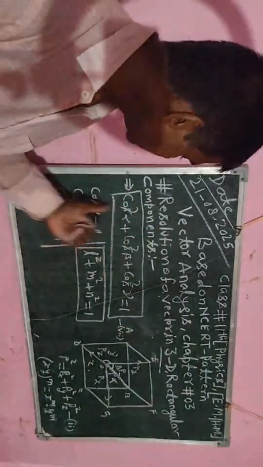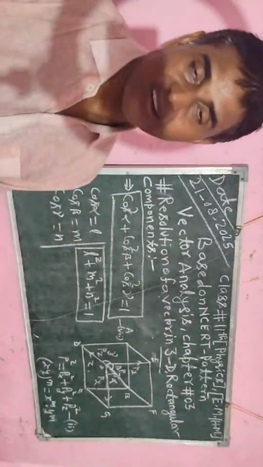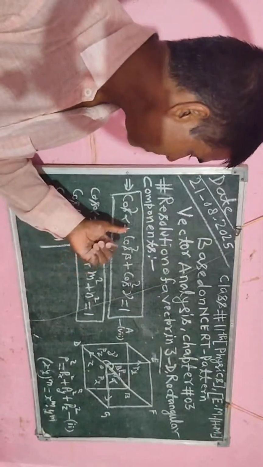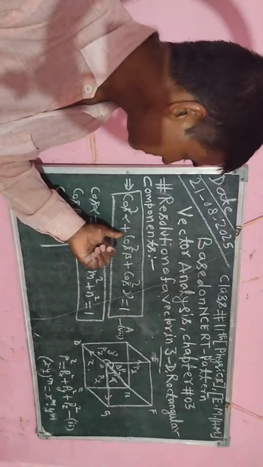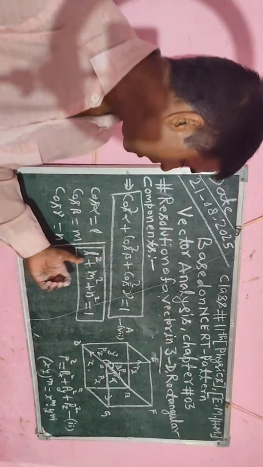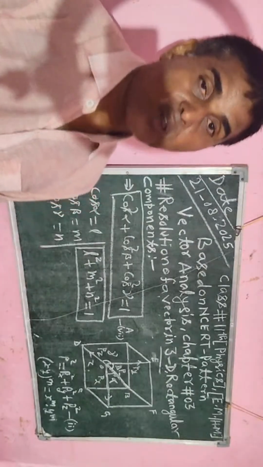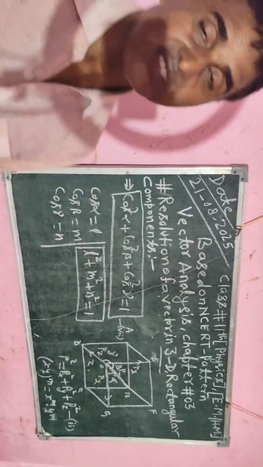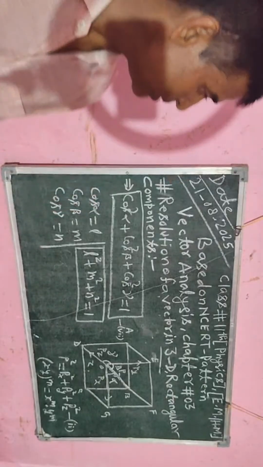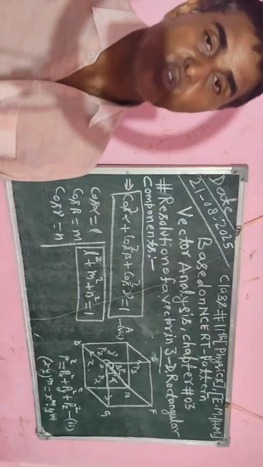So the 3-dimensional rectangular components I have already calculated, and I have already found its identity, that is the trigonometrical identity, and also in the form of direction cosines l, m, n. So this is the required concept of this topic. The name is the resolution of a vector in 3-dimensional rectangular components.